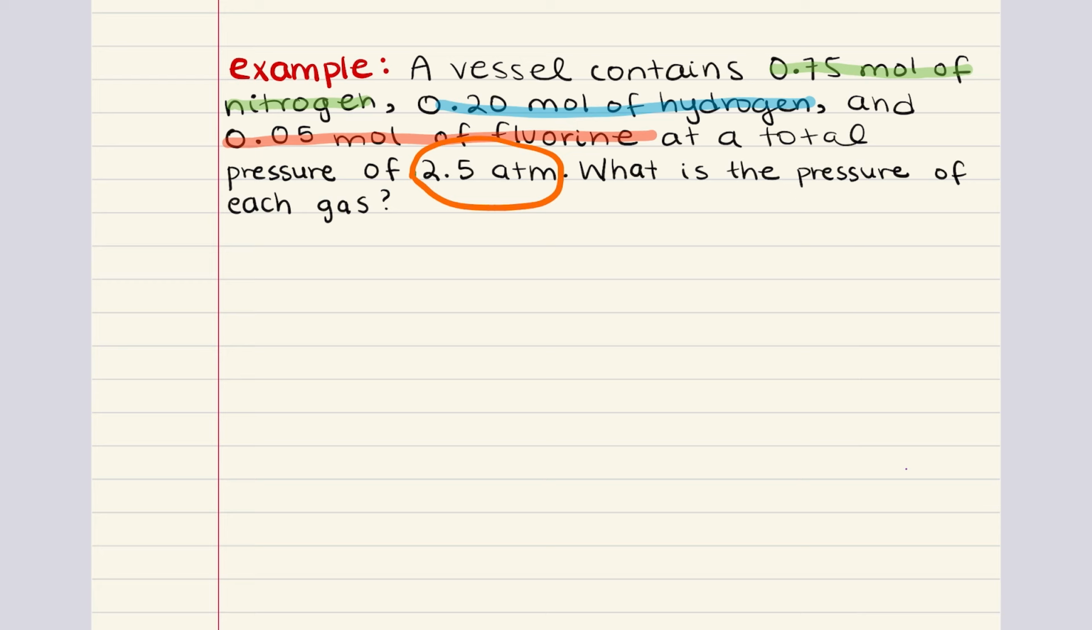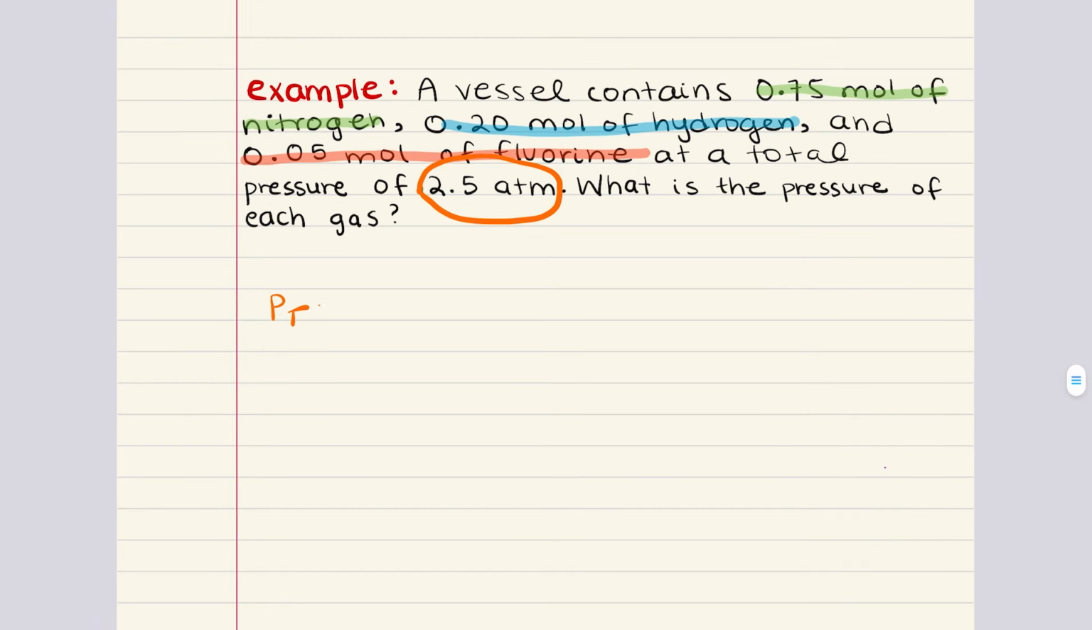We'll start off with writing Dalton's law of partial pressures. This states that the total pressure of a gaseous mixture is equal to the sum of the partial pressures of the individual components. So the total pressure is going to be equal to the partial pressure of nitrogen gas plus the partial pressure of hydrogen gas plus the partial pressure of fluorine gas.